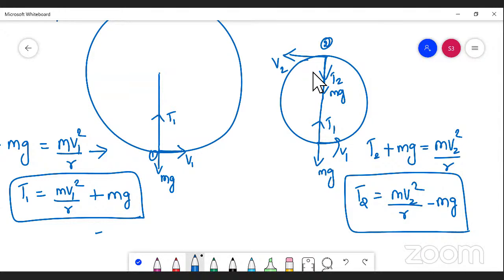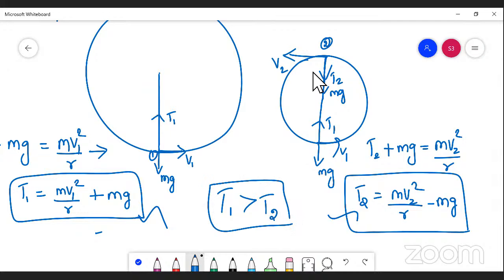If we compare the two equations, T1 is equal to m v1 square divided by r plus mg, and T2 is equal to m v2 square divided by r minus mg. It is clear that T1 is greater than T2. T1 is at the lowest point and T2 is at the highest point. So the tension at the highest point is less than the tension at the lowest point. This is a very important case.